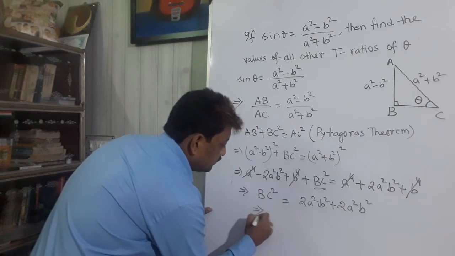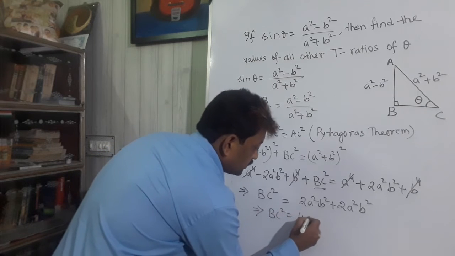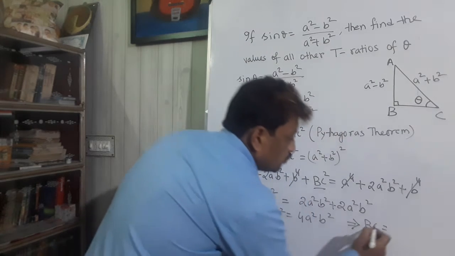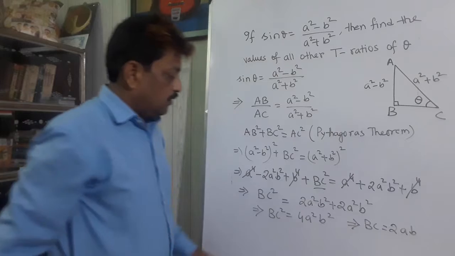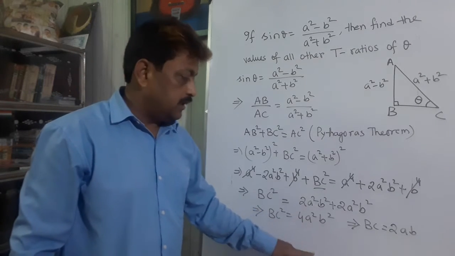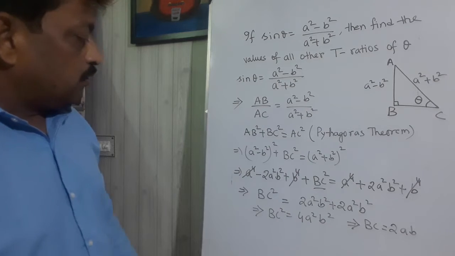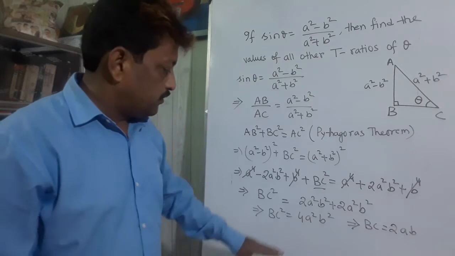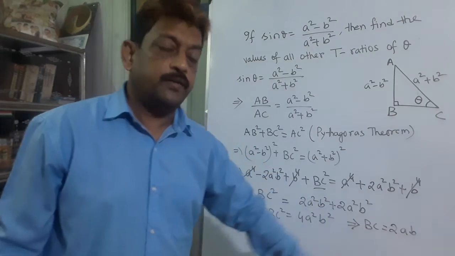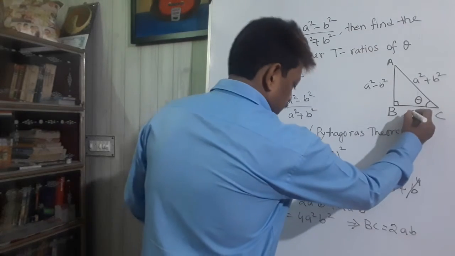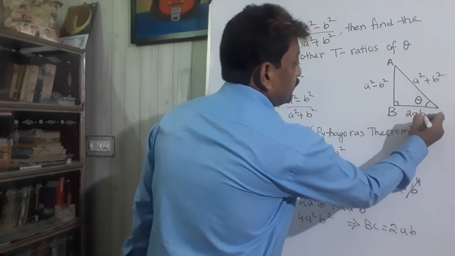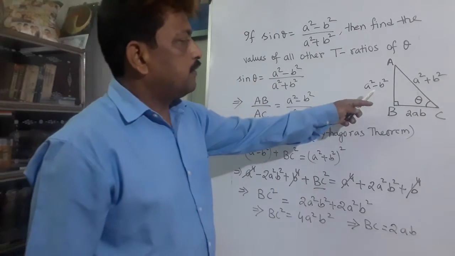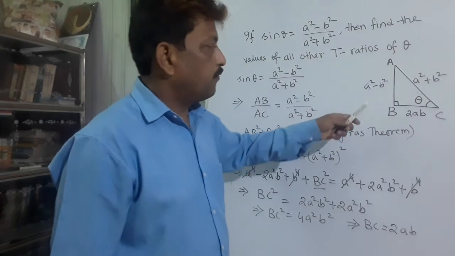So we can write BC square is equal to 4a square b square, or we can say that BC is equal to 2ab. Root over 4a square b square is 2ab. Now I cannot take the negative value because the side of a triangle cannot be negative. That's why I have taken only the positive value 2ab. So I have got the value of BC as 2ab. Got it?